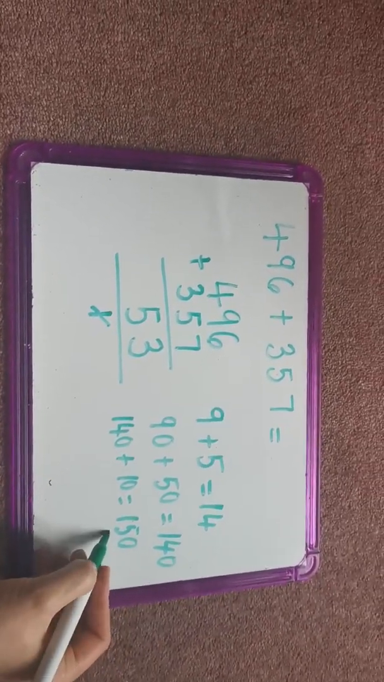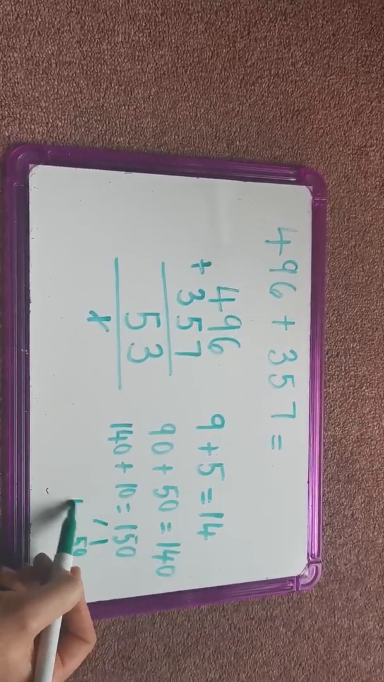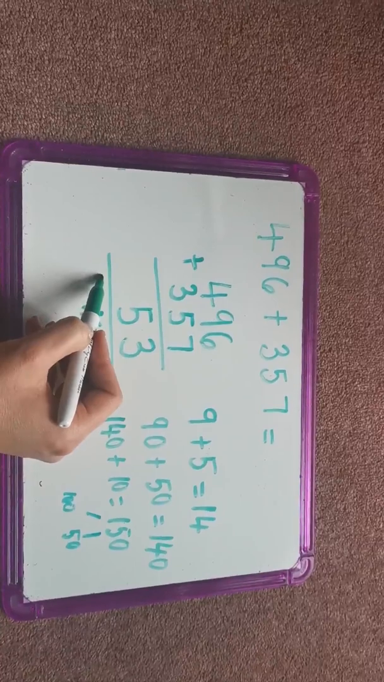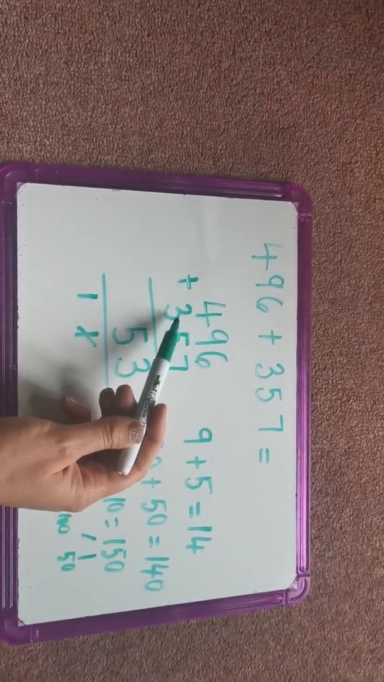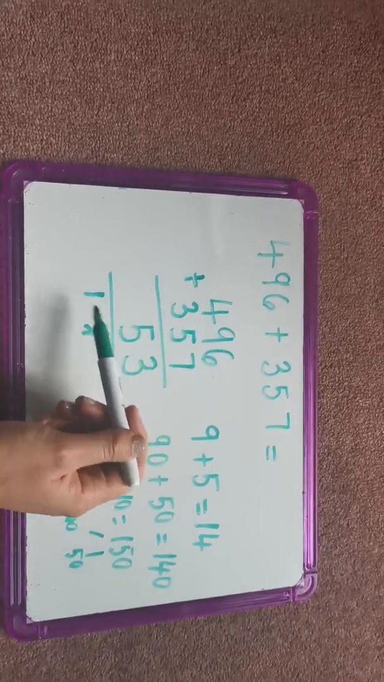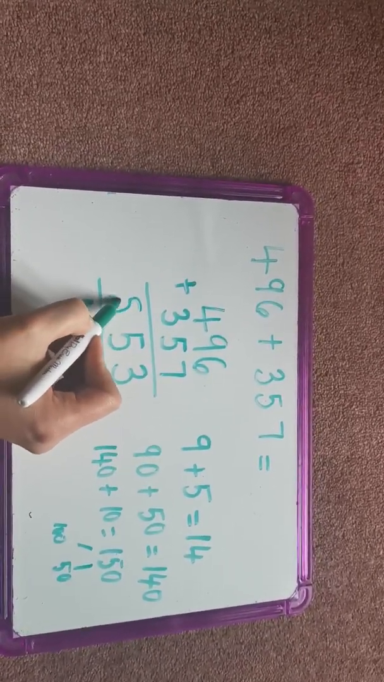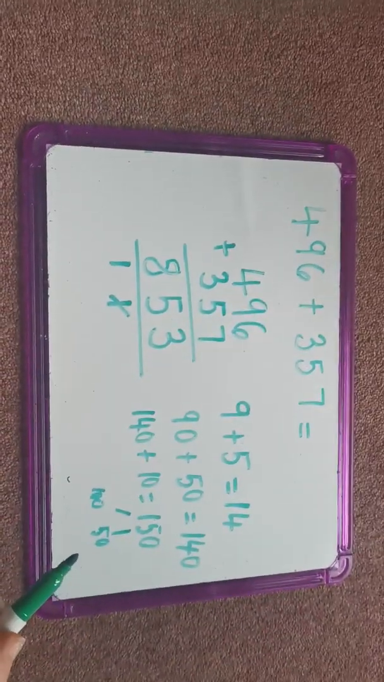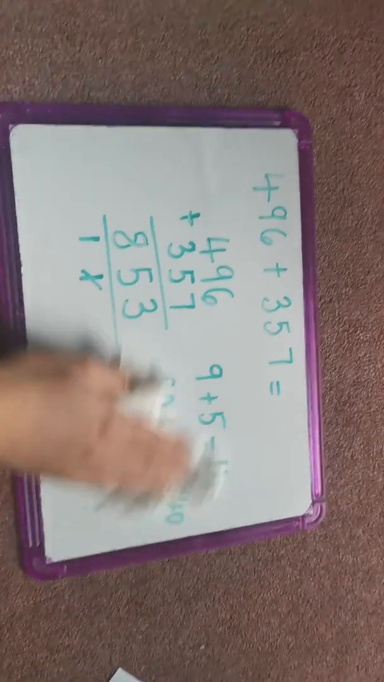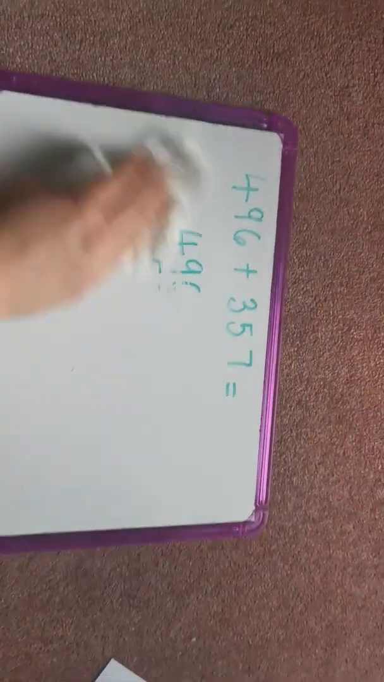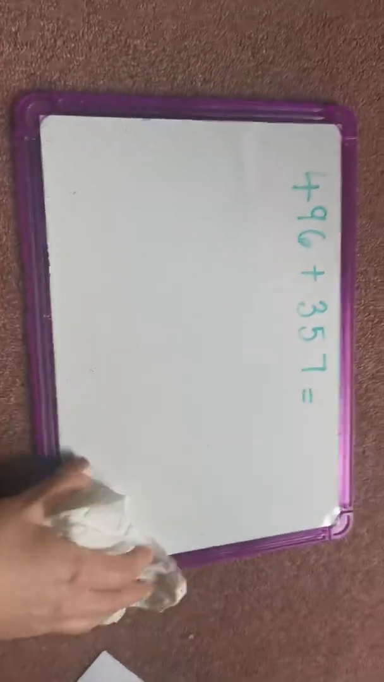So I've done the 5 tens part, so now I need to add the extra 100, and the extra 100 needs to go in the hundreds column. So I've now got 400 add 300, which is 700, plus another one is 800. So it's 853.